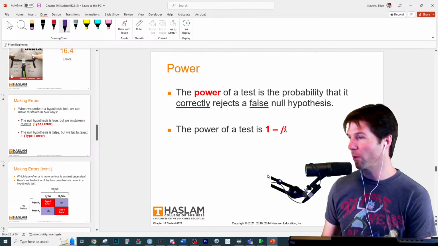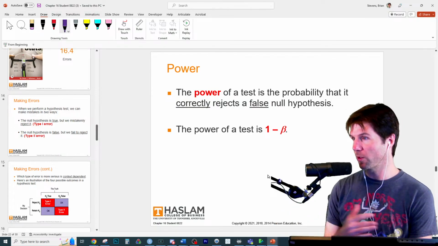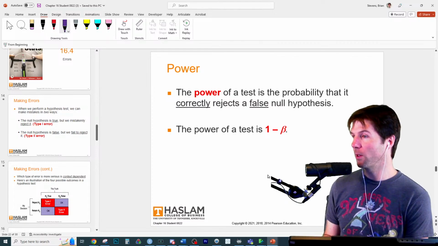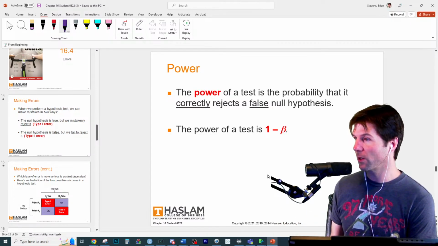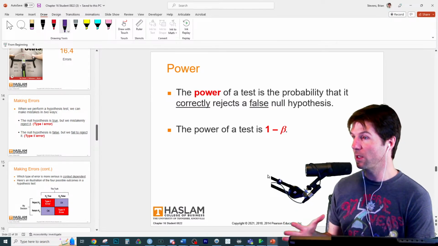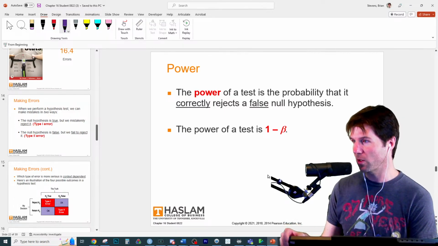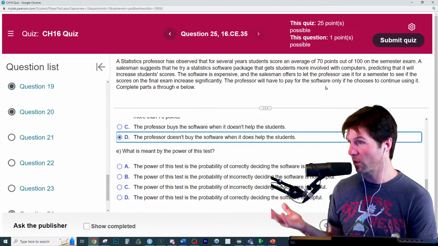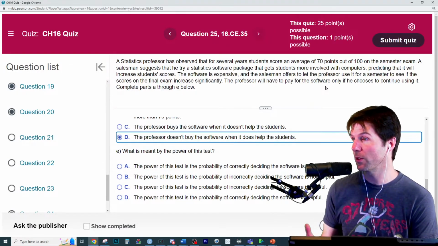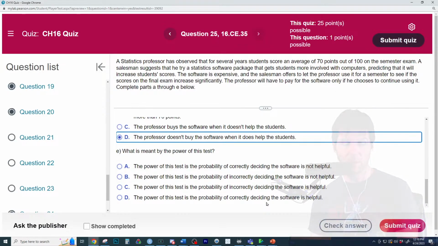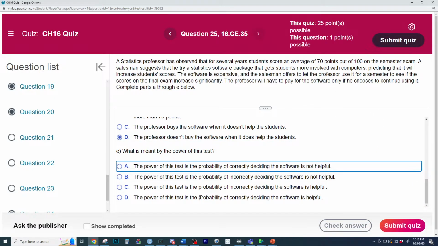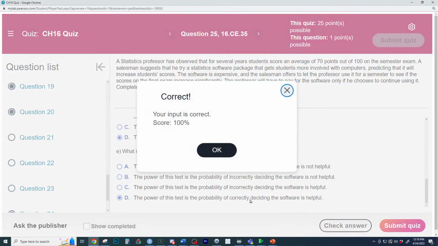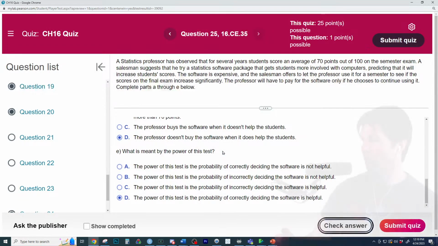I like to interpret it as power is the ability to find results when results exist, because if the null is false, we should reject it. So power is the ability to correctly reject the false null, which here is the ability of the teacher to figure out that they should buy the software. Because if the test is powerful, they'll be able to figure out the software is helpful, which is rejecting the false null. We should have everything correct. No more answers wrong.